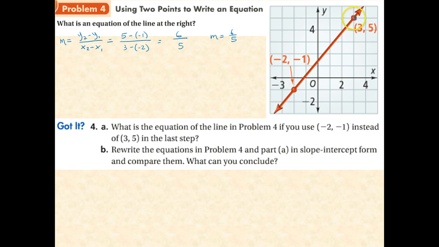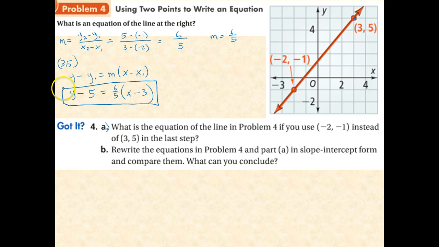Now I can pick a point. I will pick the point (3, 5) so that this question makes sense later. So my point is going to be (3, 5), and then I will do y minus y1 equals m times x minus x1. Y minus the y value, which is 5, equals m, 6 over 5, times x minus the x value, 3. That is an equation of the line in that graph.